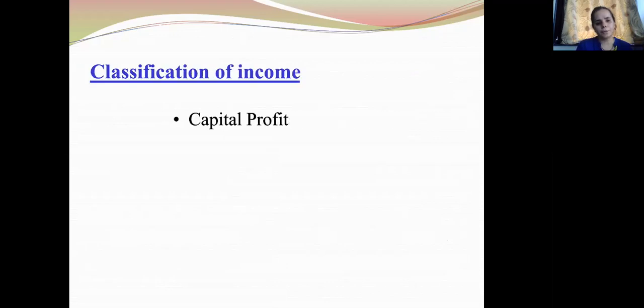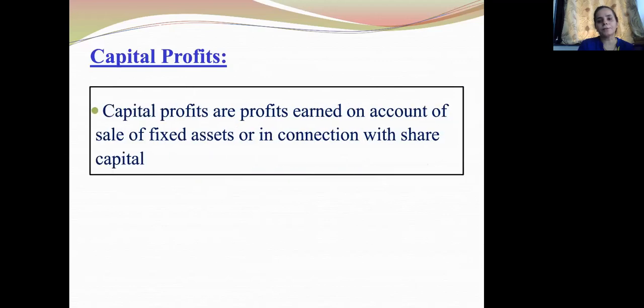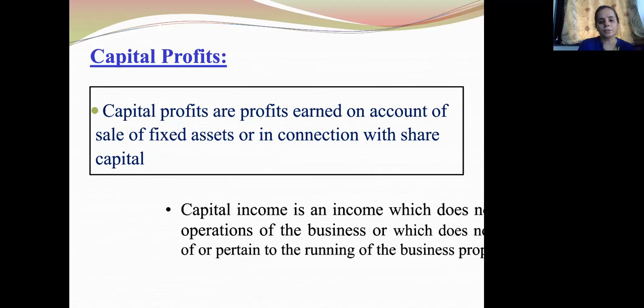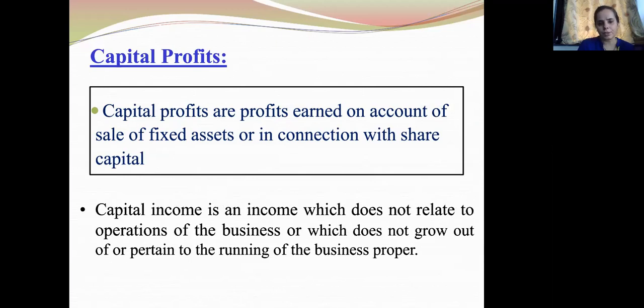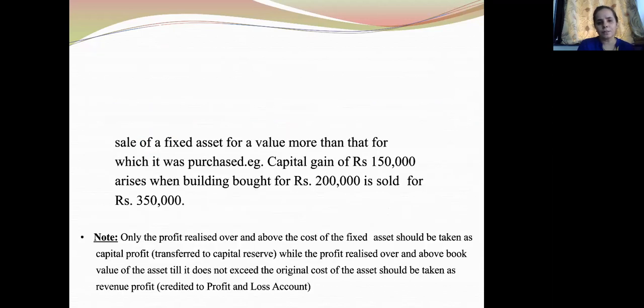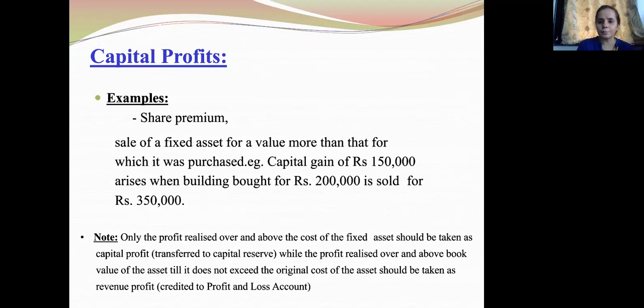Now let us look at the profits. There are two types of profits, students. One is capital profit and another is revenue profit. What do we mean by capital profit? Capital profit is a profit on account of the sale of an asset or in connection with share capital. Capital income is an income which does not relate to the operation of the business. Let us see the very basic example.